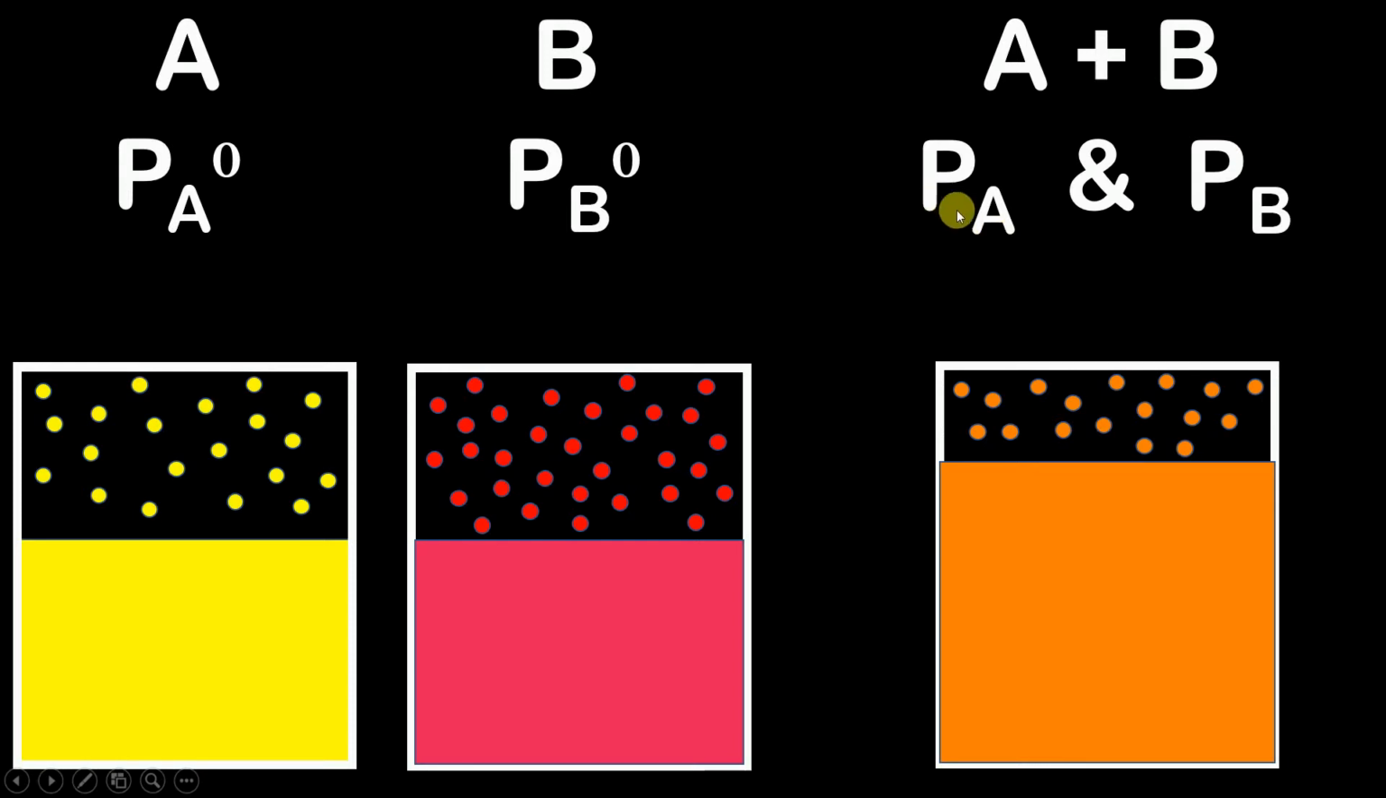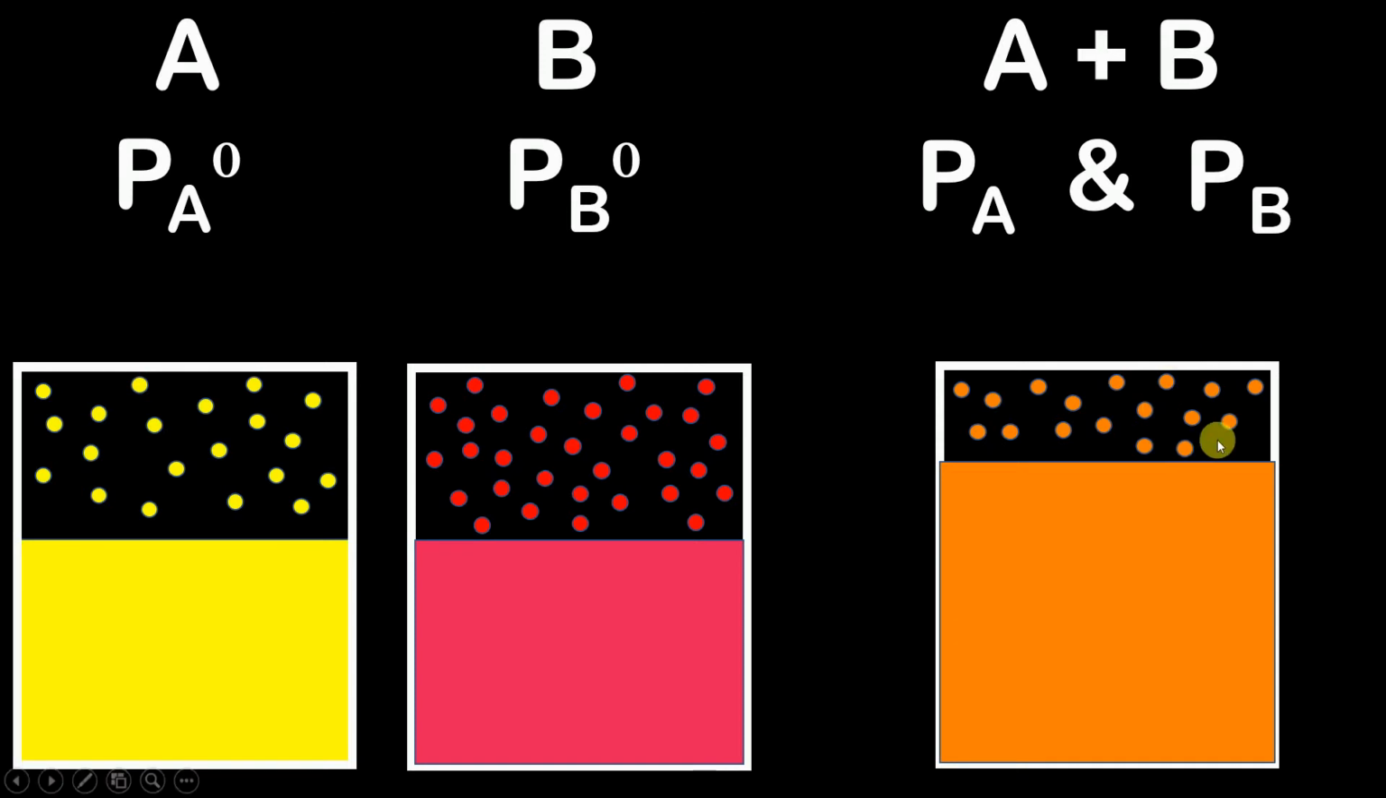Now, what is the meaning of this PA? What we are saying, this PA is nothing but vapor pressure of A in the solution. But we must use the term partial pressure of A in the solution. Why are we using partial pressure of A? Because along with A there is another substance that is present. So therefore we need to use the term partial.